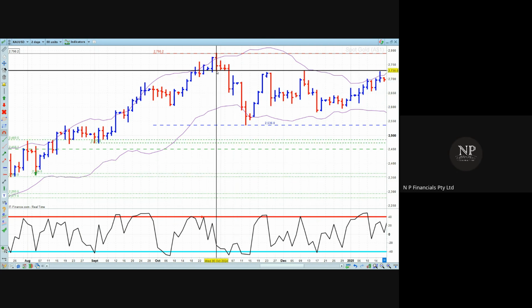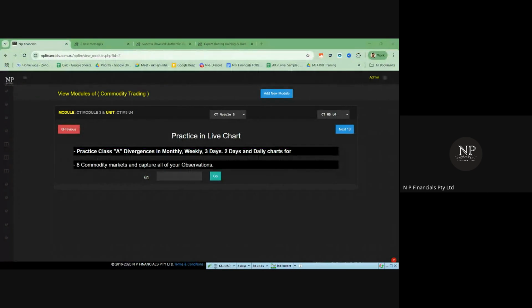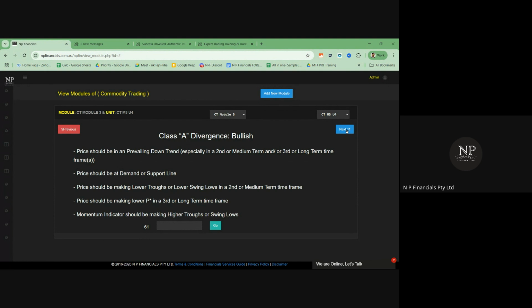So we have to wait for a close below and the low taken out, and then we'll short the market on the divergence. Okay. So you have to practice in the monthly, weekly, 3-day, 2-day, and then we have bullish divergence. On the opposite side of bearish is bullish. In bullish divergence, we need to see that the second term, medium term, or third term, long term trend should be down because we are going bullish, and it must be at a support or demand line.